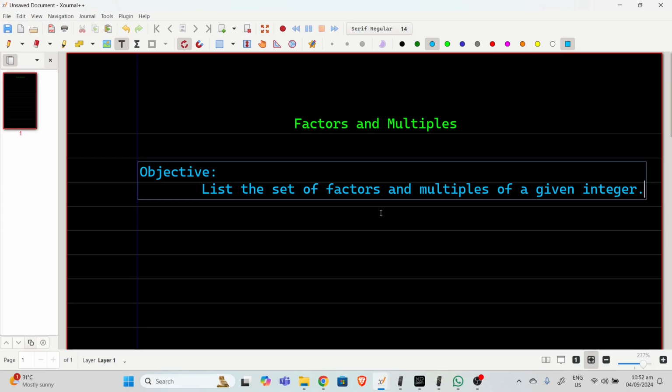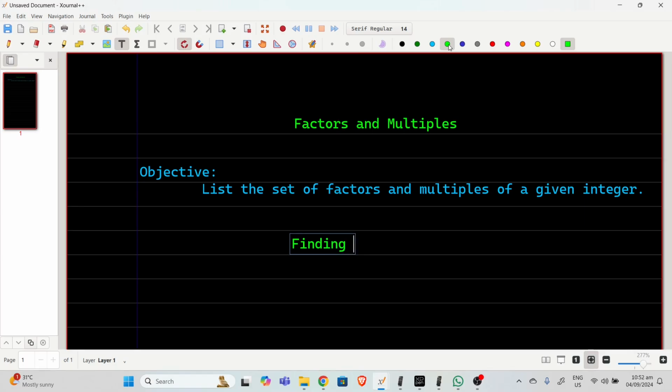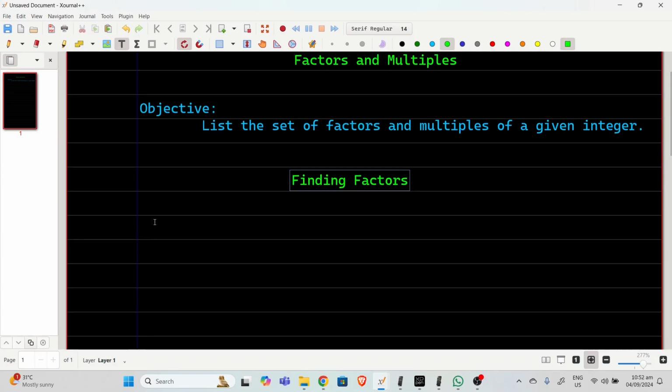All right, so the first thing that we're going to talk about is finding factors. Now, factors come in pairs. Every number is going to have a pair of factors. Prime numbers will have a pair of factors. I should say they should have at least one pair of factors. So here, let me just put this: factors come in pairs.